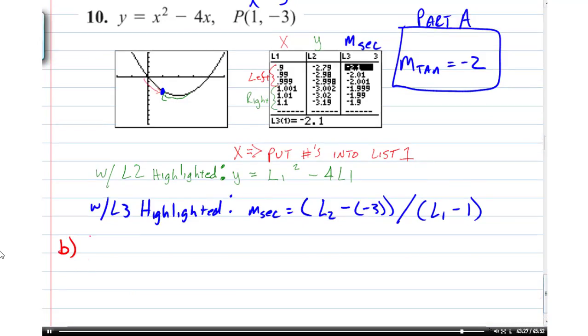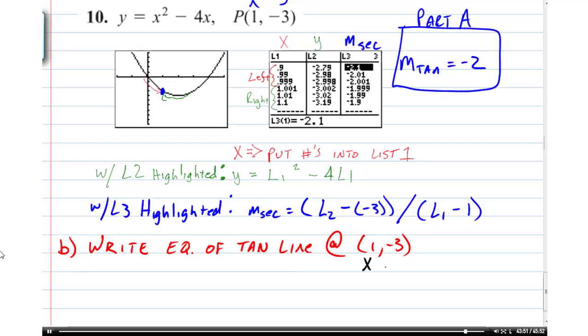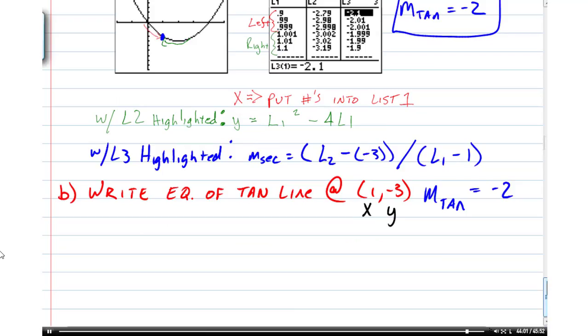So for part B, I need to write an equation of the tangent line at the point 1, -3. Now you need two things in order to write an equation of any line. You need a point, got it, and you need a slope, got it too, right? The point gives us the x and the y. The slope is -2. So we remember from our algebra days, we can use y equals mx plus b to write an equation of a line.